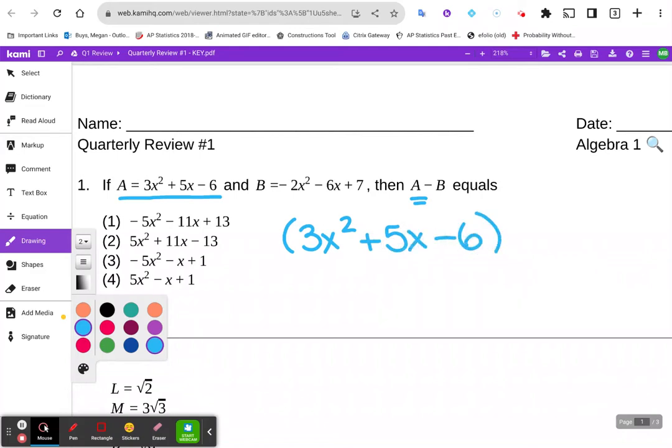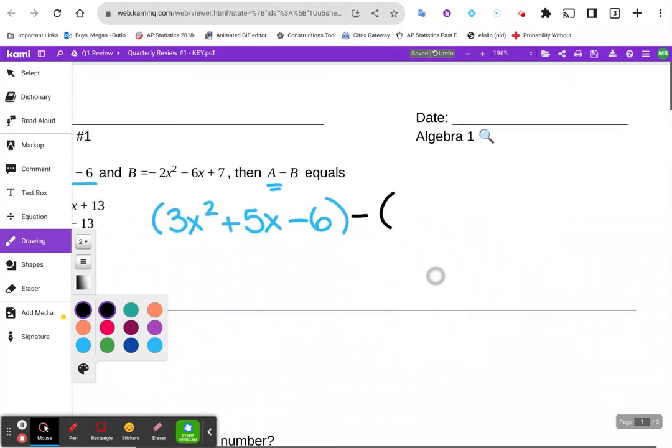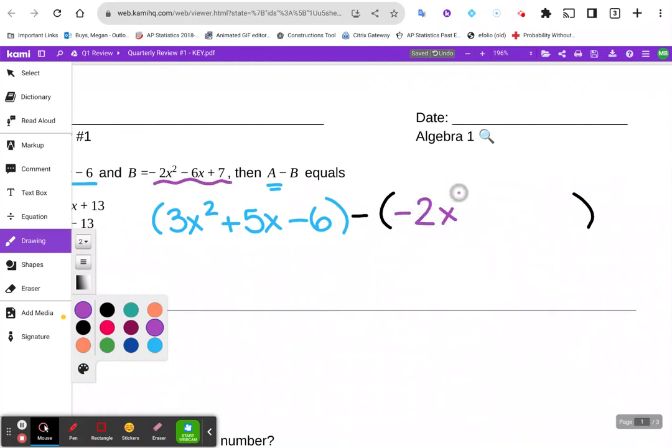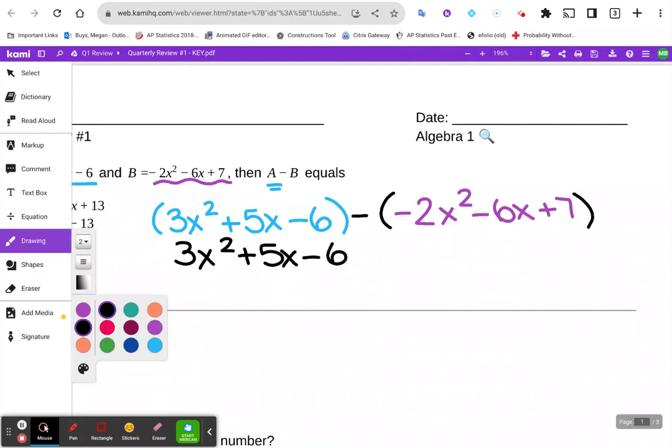Now, what we should also keep in mind is that we are subtracting everything that follows in B. So everything that's following in B here is this negative 2x squared minus 6x plus 7. In that first parenthesis, there's nothing in front of the parenthesis, so it's fair game for the 3x squared plus 5x minus 6 to just drop out.